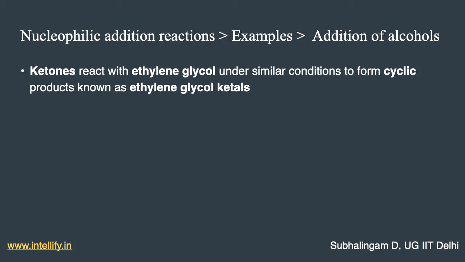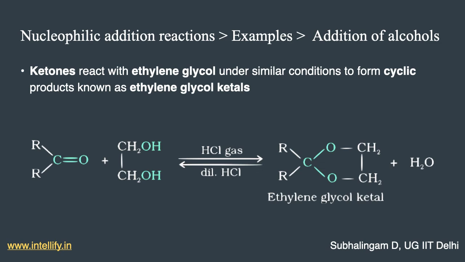Ketones react with ethylene glycol under similar conditions to form cyclic compounds known as ethylene glycol ketals. So I have a ketone over there as COR, and I treat it with ethylene glycol, that is CH2OH, CH2OH. In the presence of HCl gas, I get ethylene glycol ketal. That is the first structure in the product, called ethylene glycol ketal, along with the byproduct water.